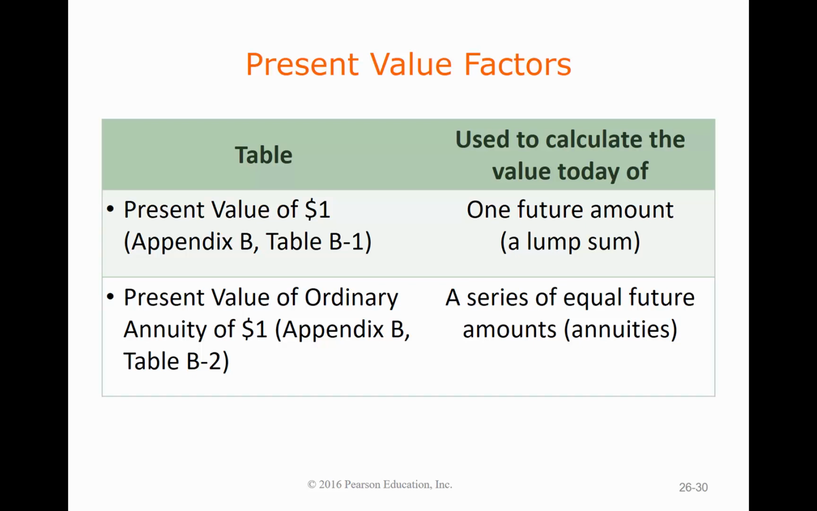The second table is called the present value of an annuity, or of an ordinary annuity. This is a series of equal future amounts. So now I'll say, if I want to have $10,000 in 5 years, how much do I have to invest each year for it to add up to $10,000? So an annuity is a series of equal future amounts, as opposed to a lump sum or a single amount, which is one single dollar amount. Okay? That'll come into play as you're trying to calculate these.